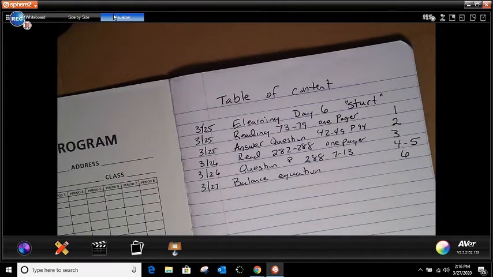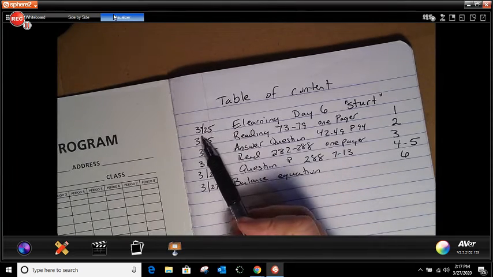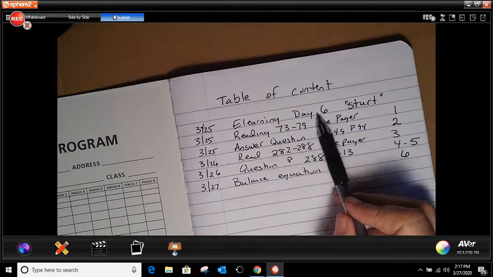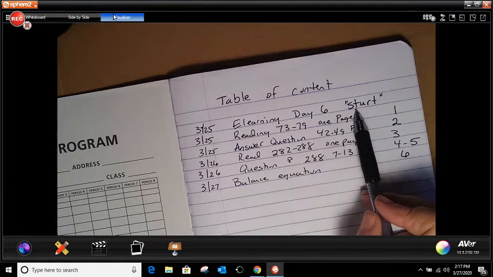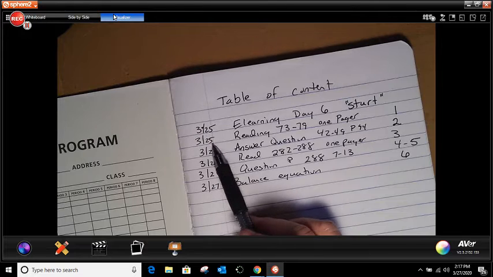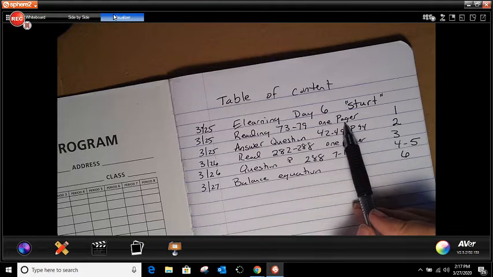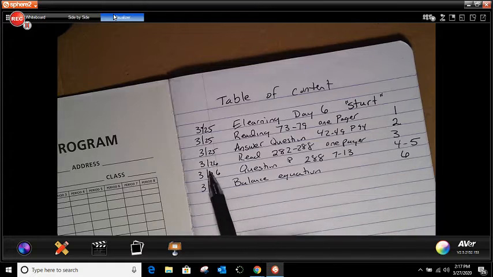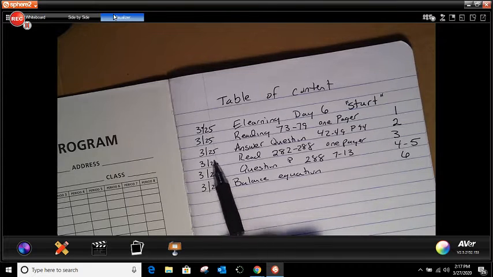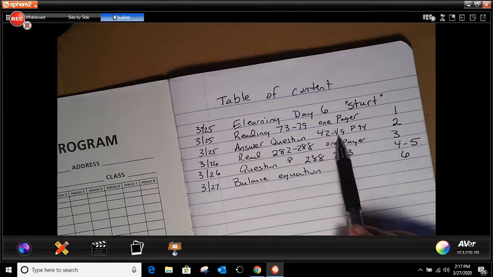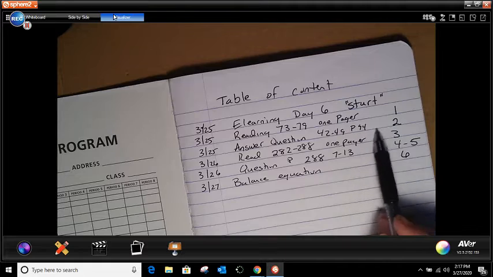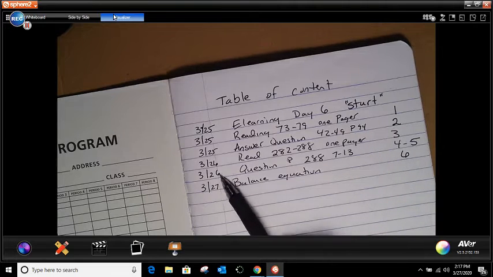So my table of contents, the first thing I'm going to do is start on the 25th. E-learning day 6 is where I'm going to start, okay? And then I'm doing 3/25 reading, 73 to 79, your one-pager will be on the first page. 3/25 answering questions 42 to 49 on page 94. That's going to be your second one.